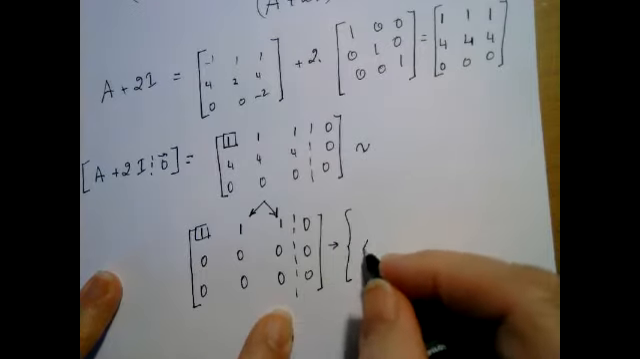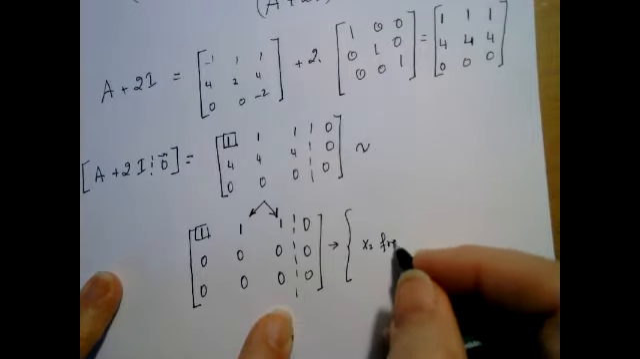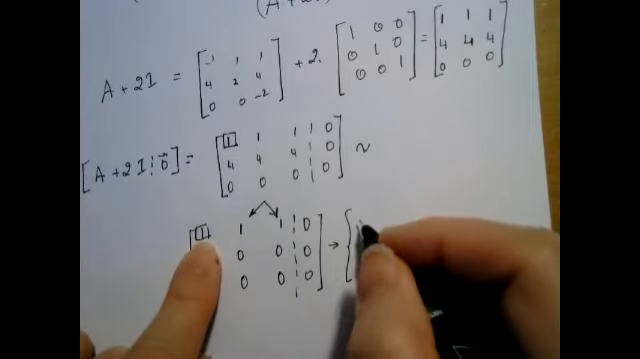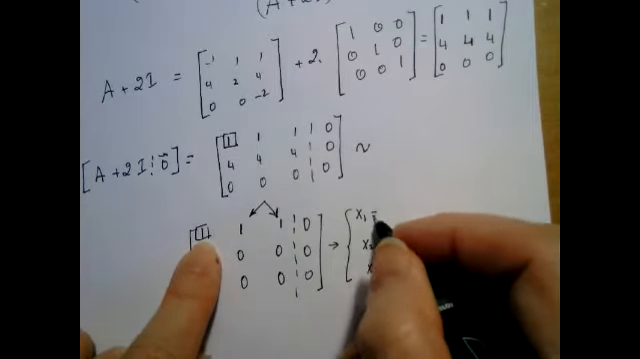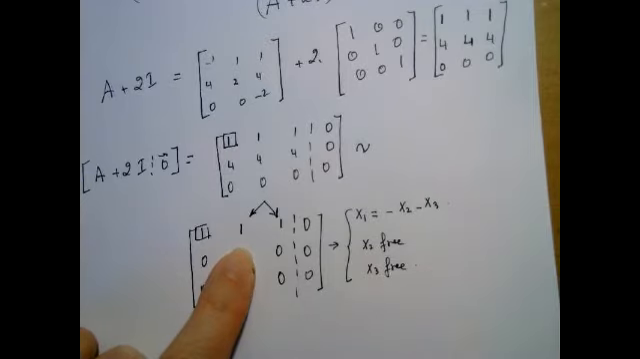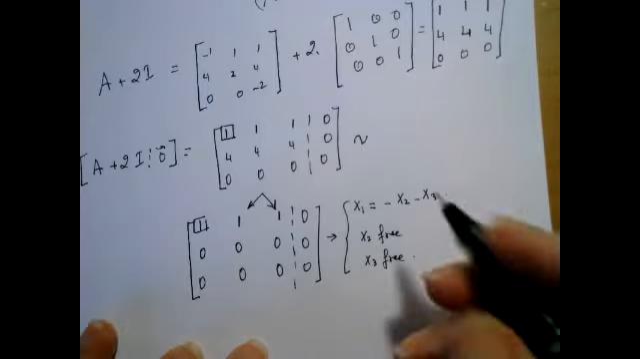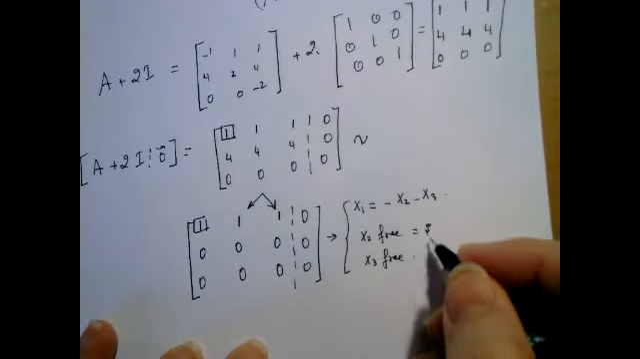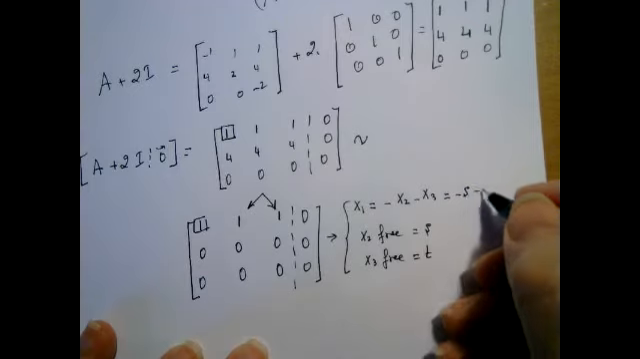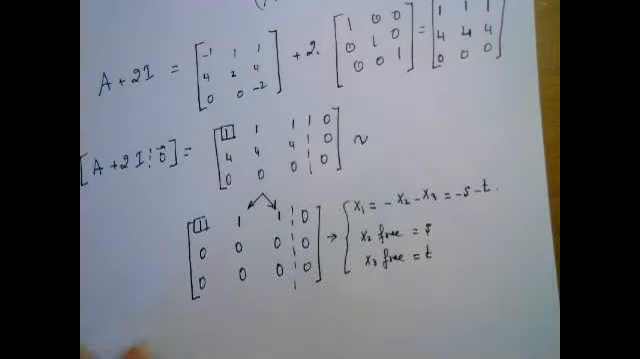So x2 is free. x3 is free. And x1, I have to solve it. Give me minus x2 minus x3. Now we have to write the solution in parametric vector form. So I'm going to put this to be my s. This is my t. And this will become minus s minus t.